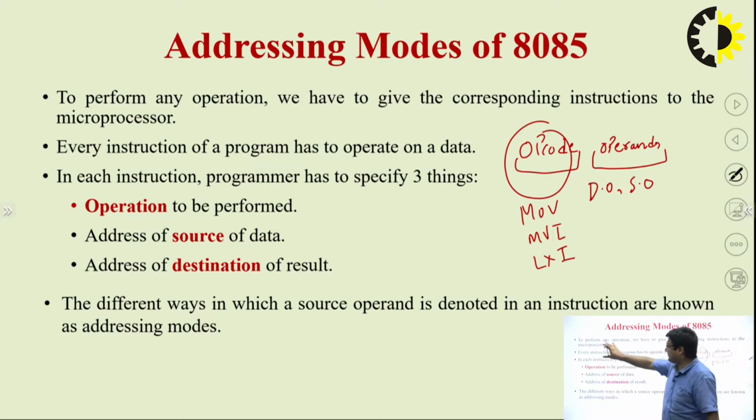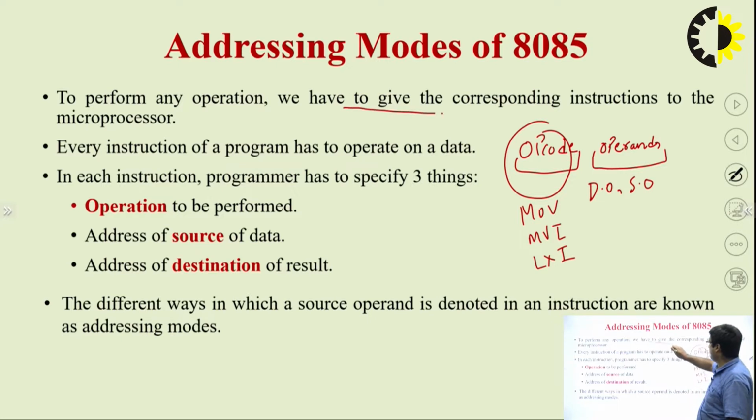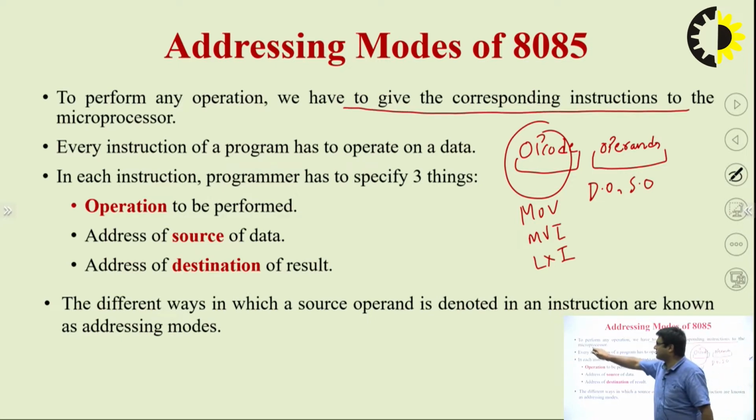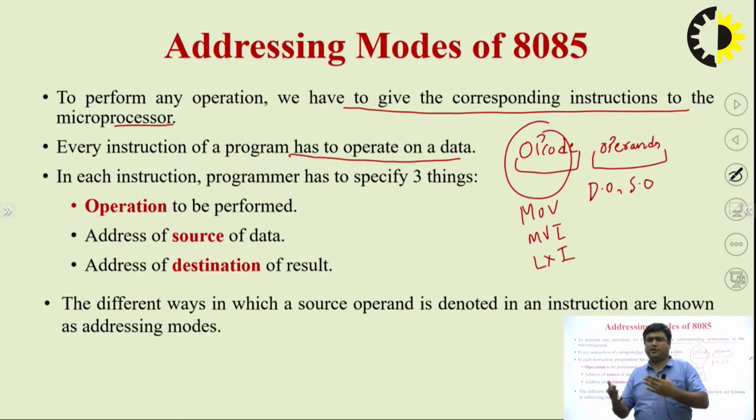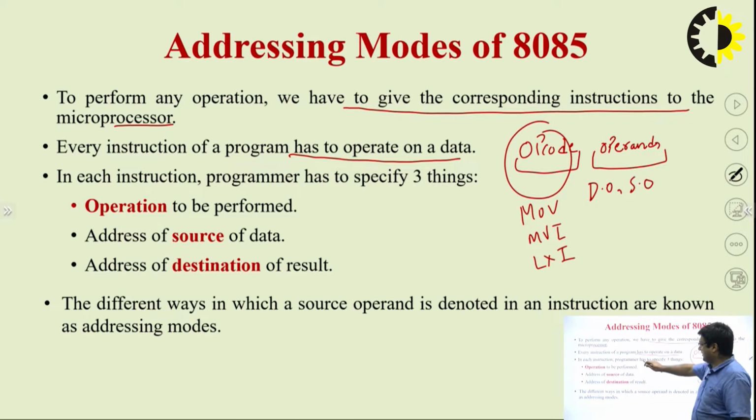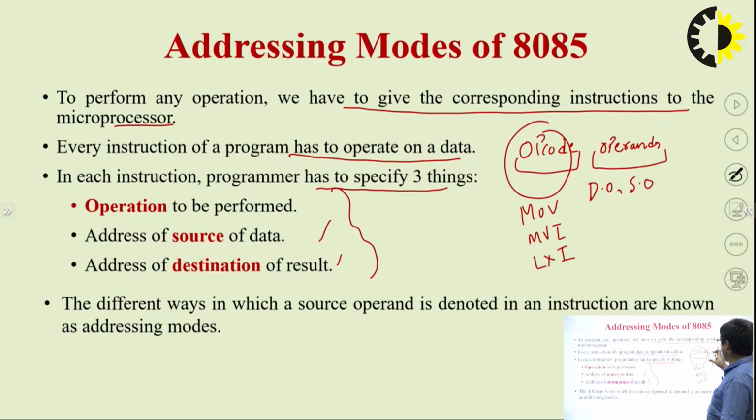Now, we will start with the slide. To perform any action, we have to give the corresponding instructions to the microprocessor, because the microprocessor is a machine. For every execution we need to send commands, and the microprocessor behaves according to the instructions we give it. Every instruction of a program has to operate on data. In each instruction, the program has to specify three things: the operation to be performed, the address of the source of data, and the address of the destination of the result. I have already discussed that.